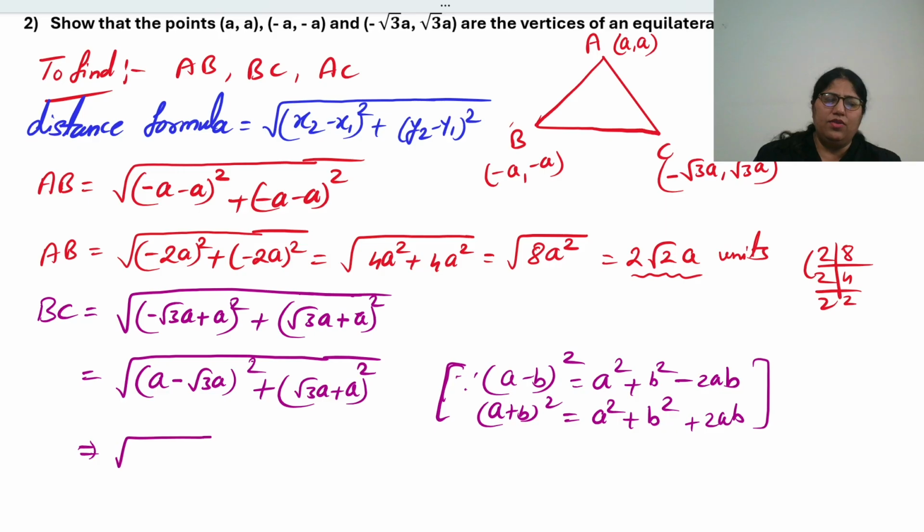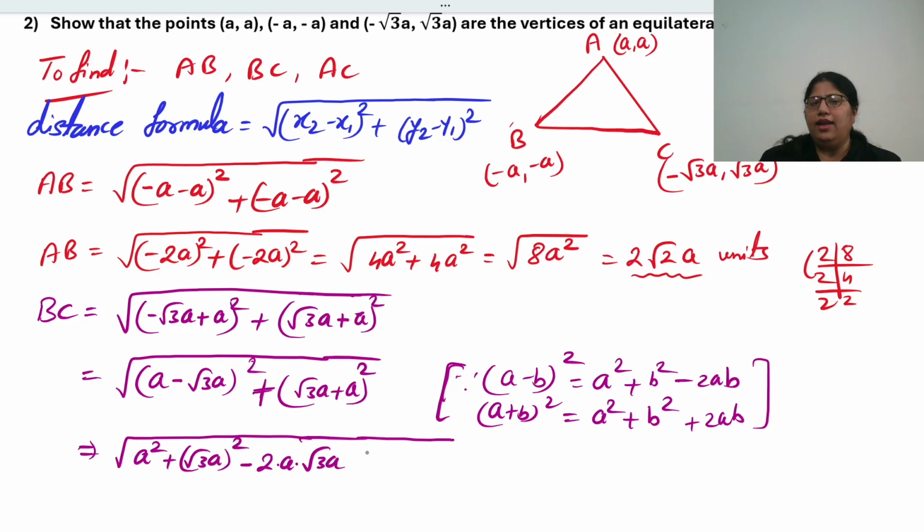After that, if I do the further simplification, a square plus root 3a whole square minus 2 times a times root 3a, right? Then plus, because there is a plus sign, so I can directly open the bracket. There won't be any change in the sign inside the bracket. So I can write down directly. If there is a minus sign, you need to compulsorily use a bracket, right? Or I can leave these values in the bracket, and next step I can open the bracket.